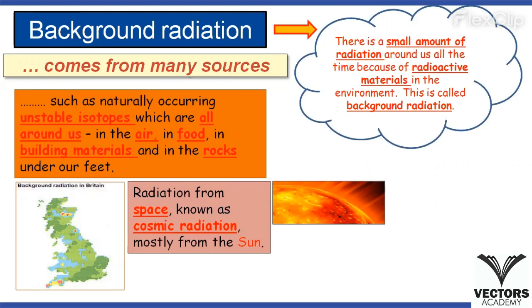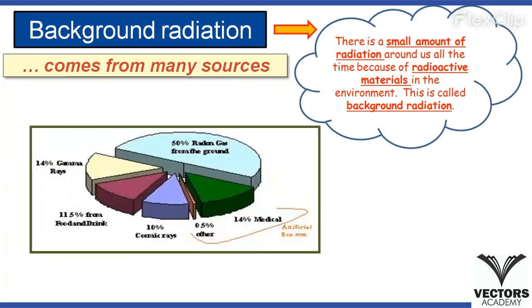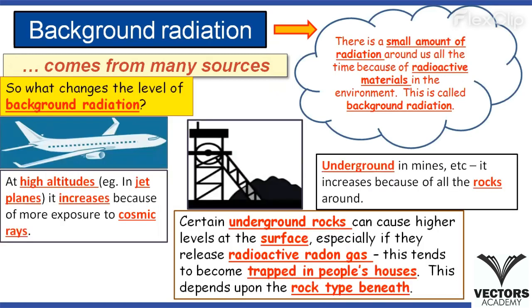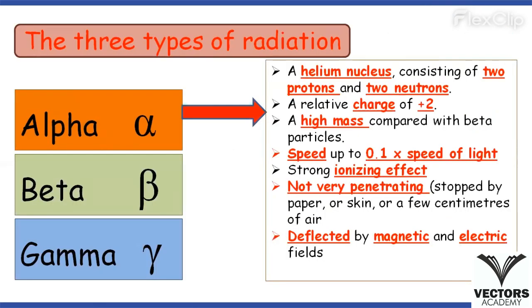Radiation also comes from space, which is called cosmic radiation. Now, these are the various sources through which radiation comes. It also comes from planes flying in the air, some underground radiation, and some in mining areas. Now, the major three types of radiation are alpha particle, beta particle, and gamma particle.